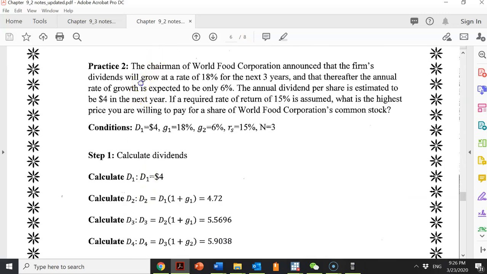Practice 2, we have another firm, and we know dividends are growing at a rate of 18% for the next 3 years, and after that it's going to be a 6% growth rate. So we have G1 equals 18%, G2 as 6%, and N as 3. The annual dividend per share is estimated to be $4 in the next year. So D1 equals 4, because it's next year. Required rate of return RS is 15%. What is the highest price you are willing to pay for a share of the firm's common stock?